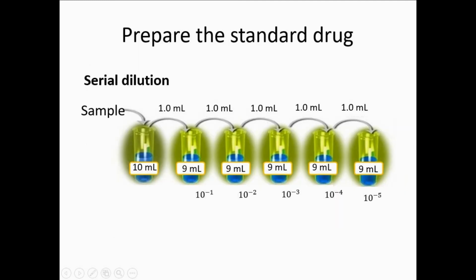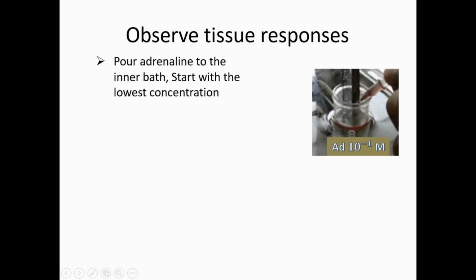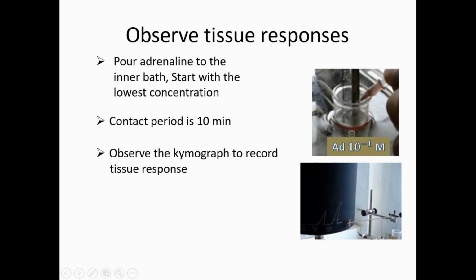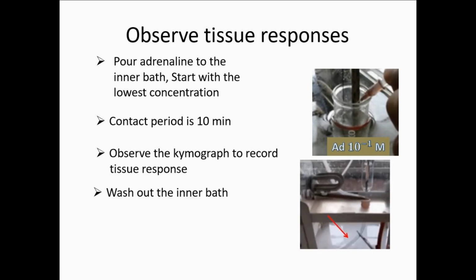Prepare the serial dilution of the standard drug. To observe the tissue response, pour adrenaline into the inner bath. Usually start with the lowest concentration. Observe the response for 10 minutes using the kymograph. Wash out the inner bath. Then pour another strength of adrenaline.